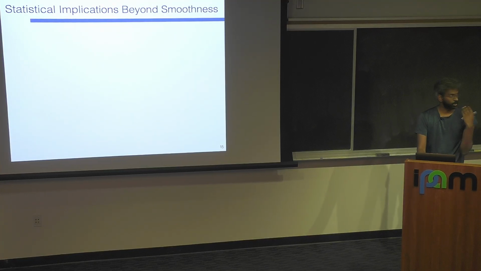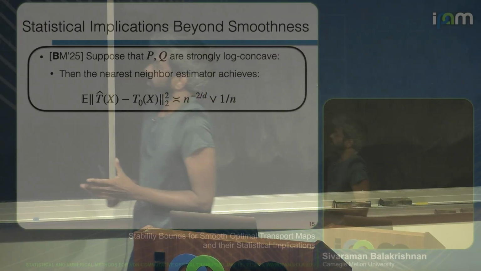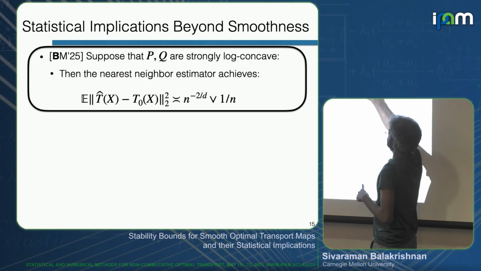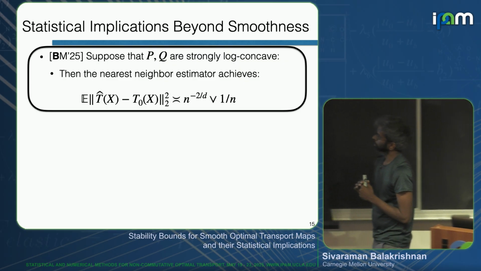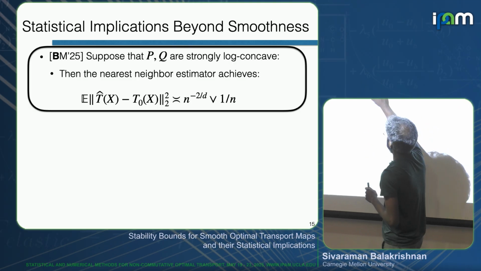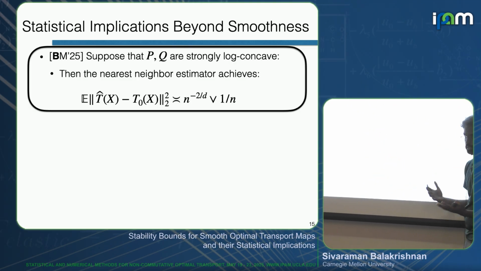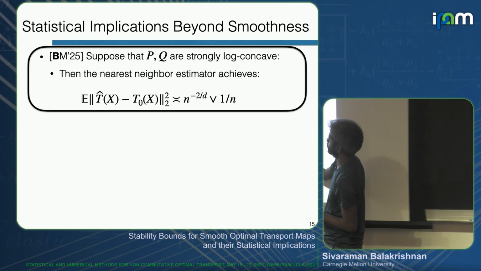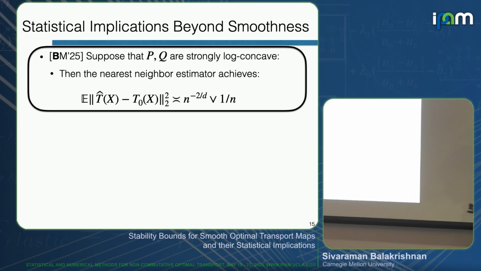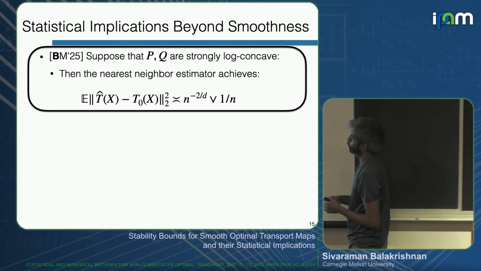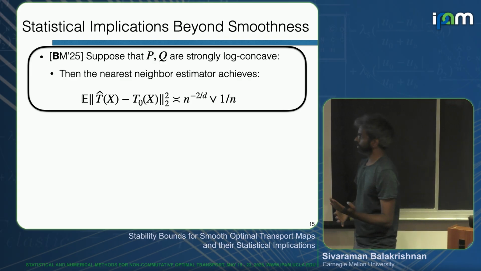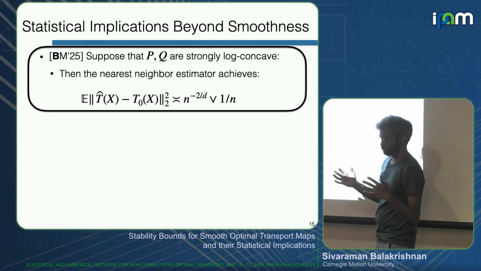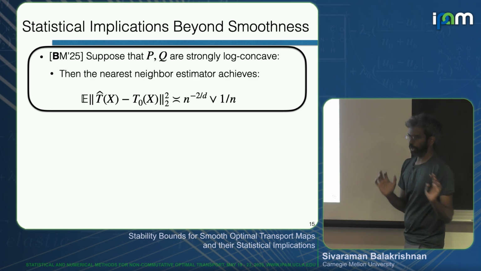Okay, so what can we say beyond smoothness? This stability bound is sort of general and holds in some significant generality. So there are other implications that you can get. Here's one. Suppose that I tell you that P and Q are strongly log-concave and smooth, and I make no other assumptions. Then the nearest neighbor map already estimates consistently the transport map, and it estimates it at this rate, which looks like n to the minus 2 over d. This is a consequence of the fact that when you assume that P and Q are strongly log-concave and smooth, then you know that the Brenier potential, by a result of Caffarelli, satisfies these Brenier regularity conditions that you need.